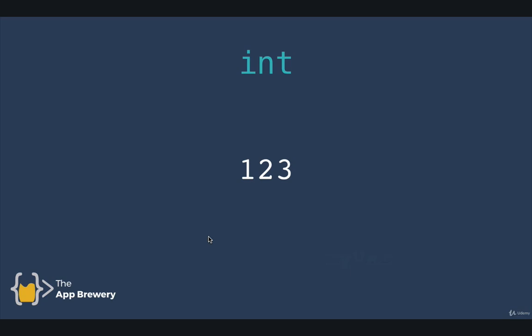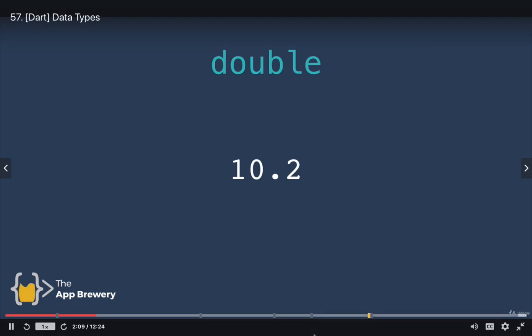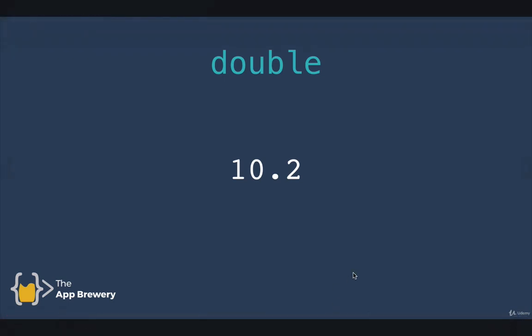Now, there's also int, which is short for integer, and integers are basically just whole numbers. They can be positive or negative, but they can't have a decimal point. So if you wanted a decimal point, in Dart, you would be working with something called a double. And this is a data type that allows you to have a decimal point, and it will hold your data with all those numbers after the decimal point.